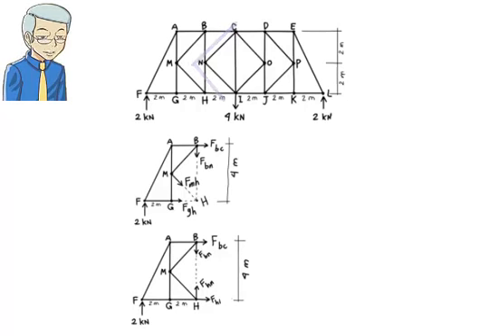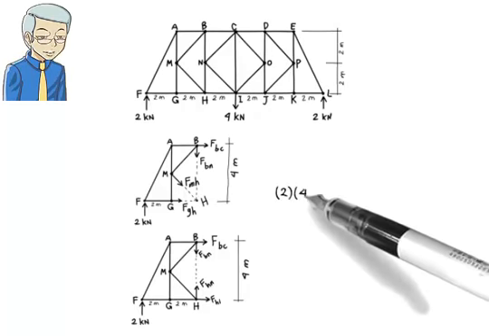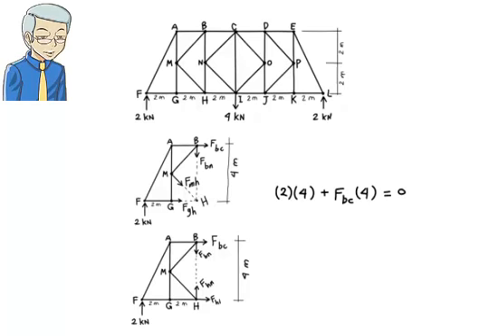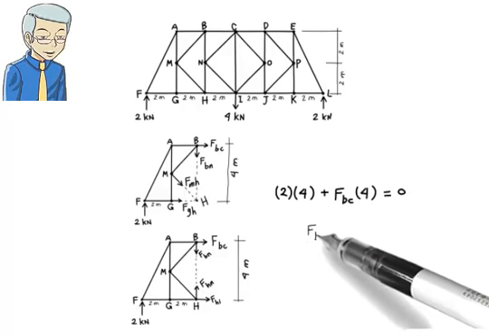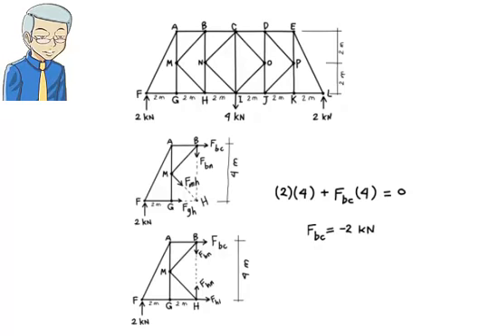We only need one equilibrium equation to find FBC. Let's use the moment equilibrium equation written about point H. We can use either of the 2 free body diagrams. Here is the equation. 2 times 4 plus FBC times 4 equals 0, or FBC equals negative 2 kilonewtons.